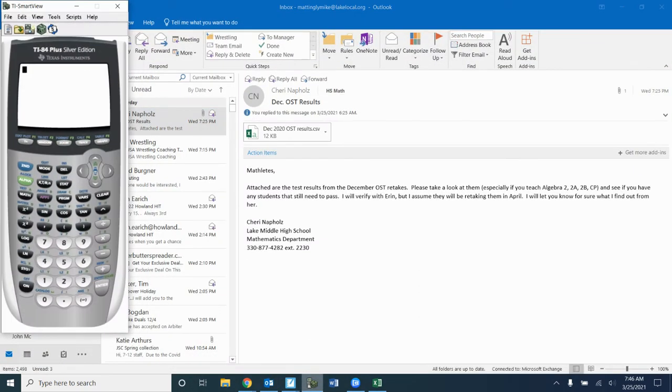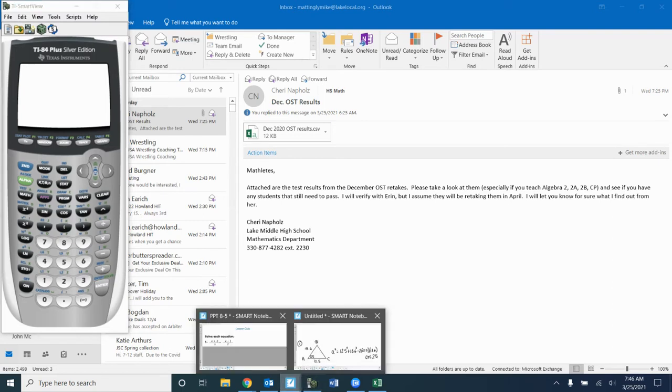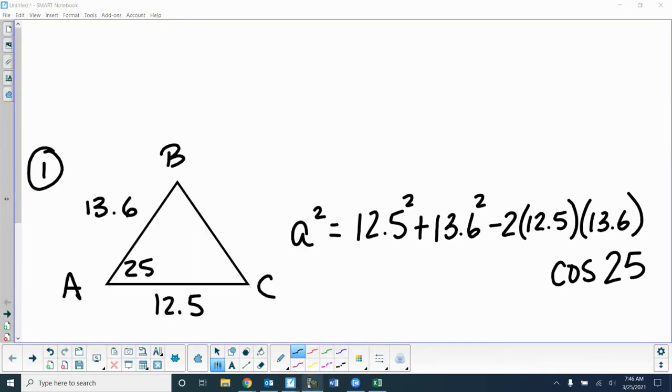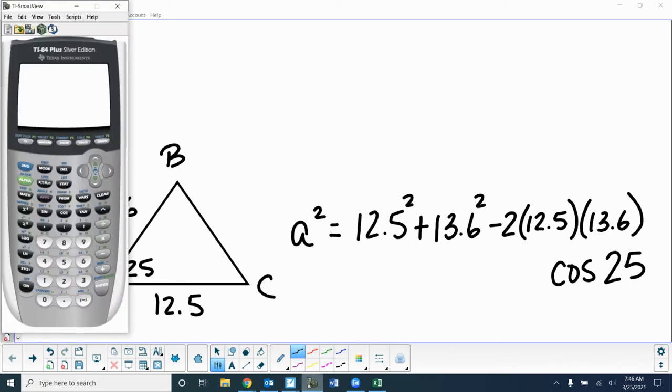All right, so 12.5 squared plus 13.6 squared minus 2, 12.5, 13.6, cosine 25. So check, make sure you got all the numbers in right. Okay, just hit enter. Okay, so that's 33.065.